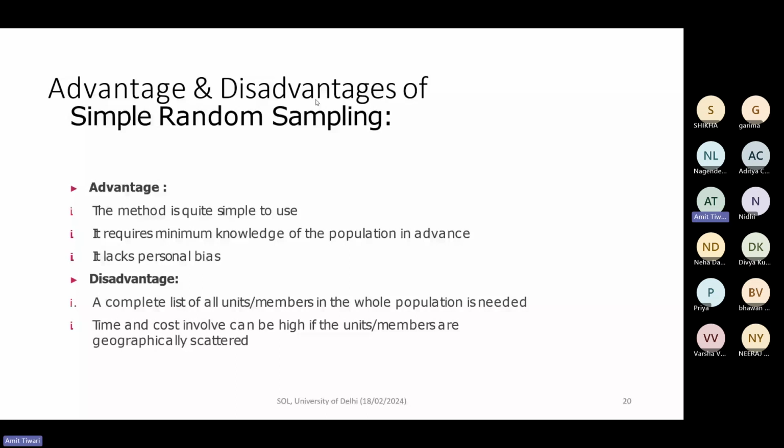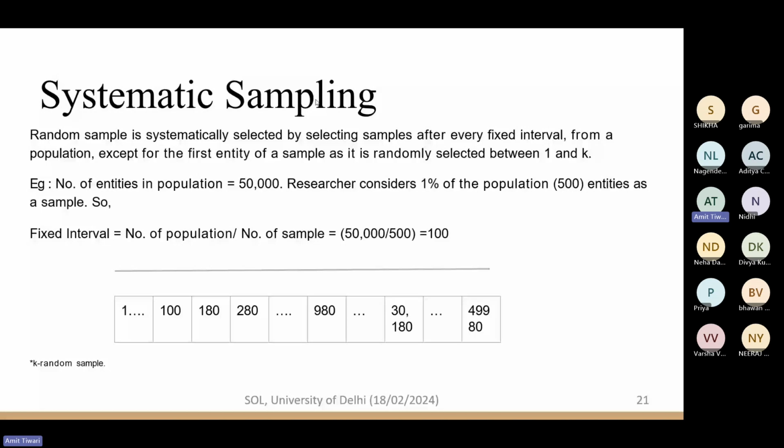The next one is systematic sampling. Similar to random sampling, this is also a probability sampling method where bias is not there. The random sample is systematically selected by selecting samples after every fixed interval. So in this sampling, suppose you are going to study 50,000 households or 50,000 people, and the researcher considers that 1% of the population will be a representative sample.